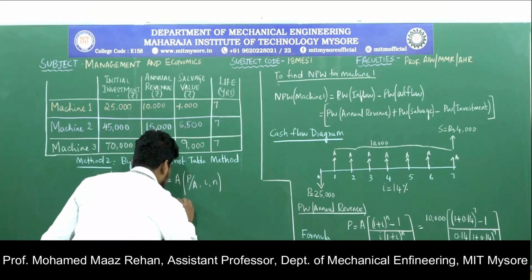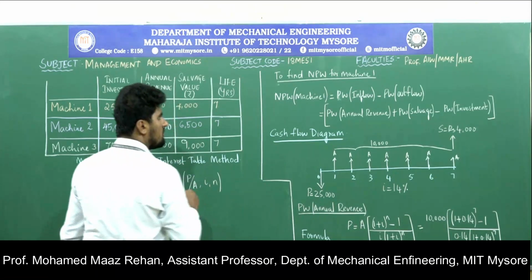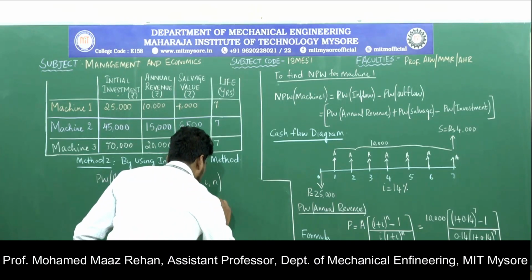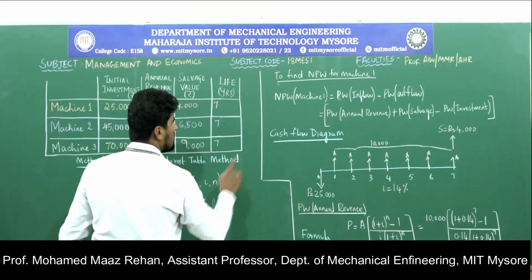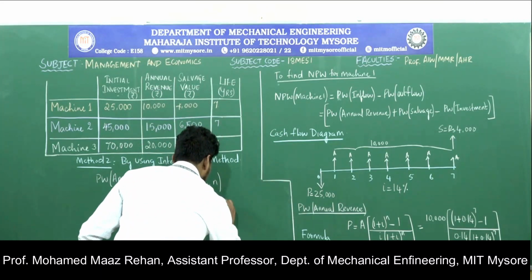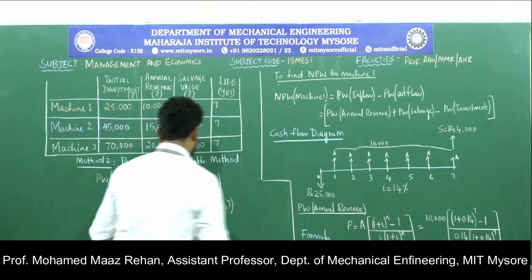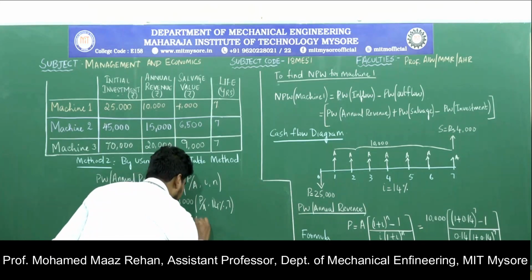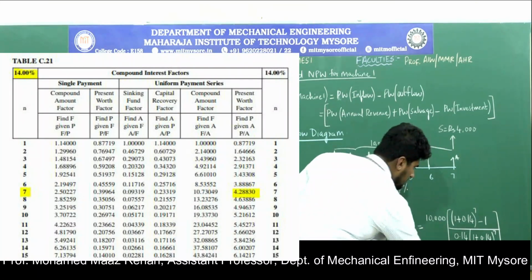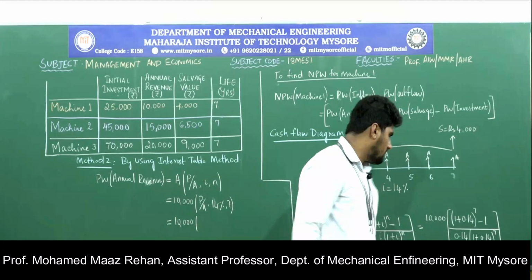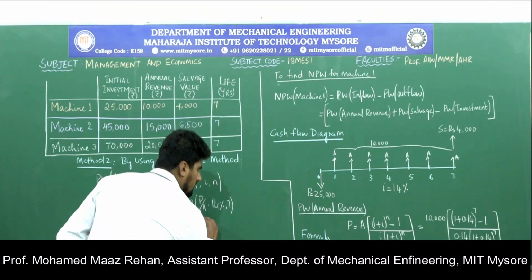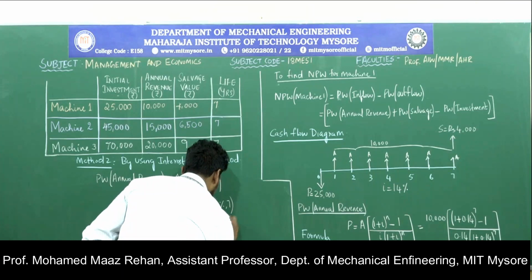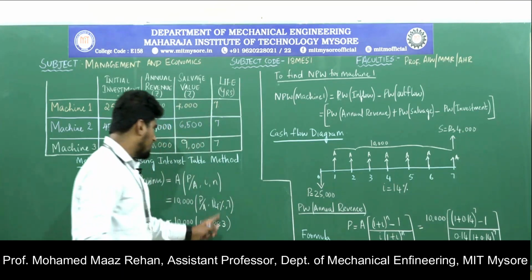So A we know, right? A is how much? 10,000. To find P when A is known, I is how much? They have given 14% and n is 7. So this value from the interest table we will get, same as what we have written here, 4.2883. We will get this in the interest table.